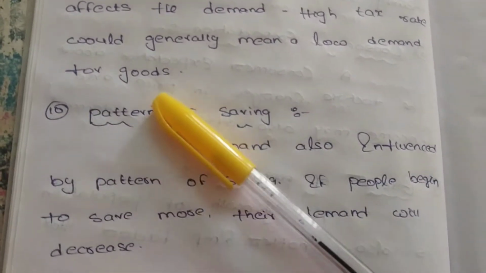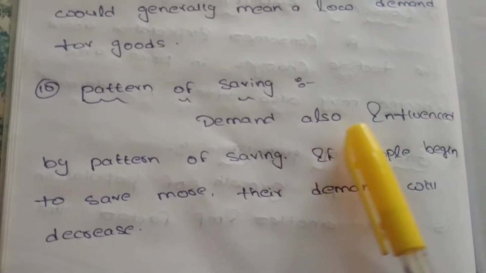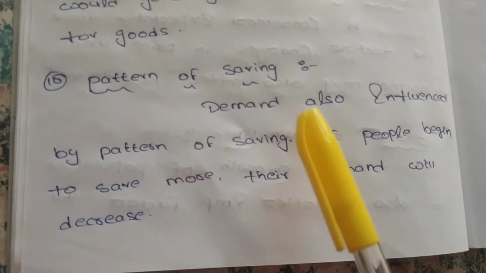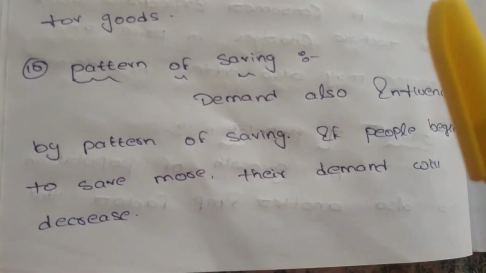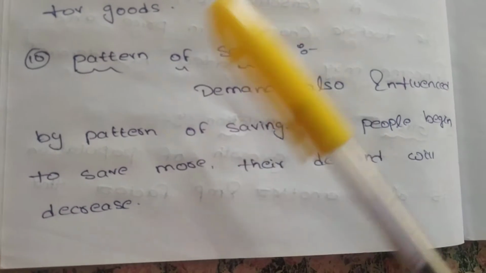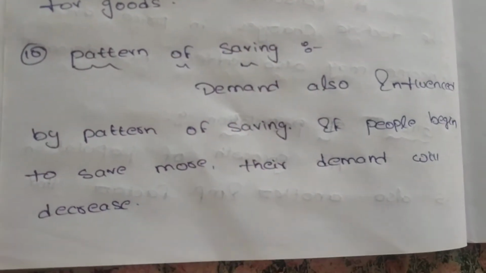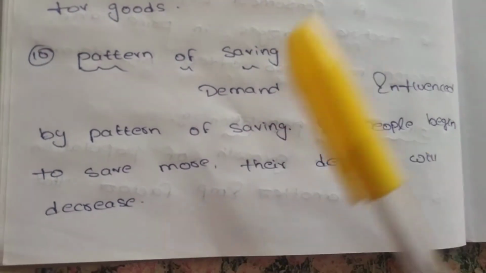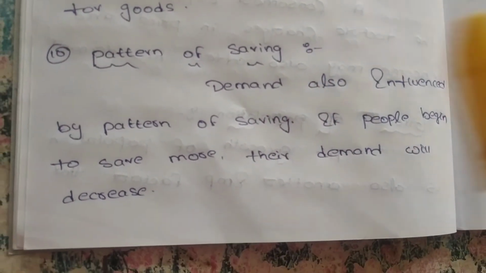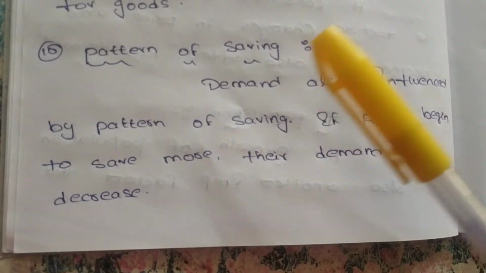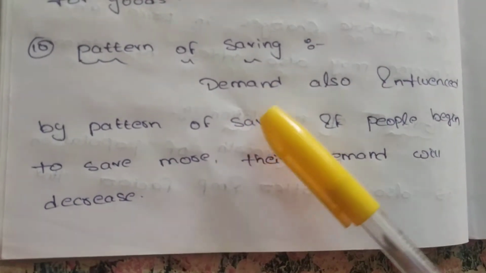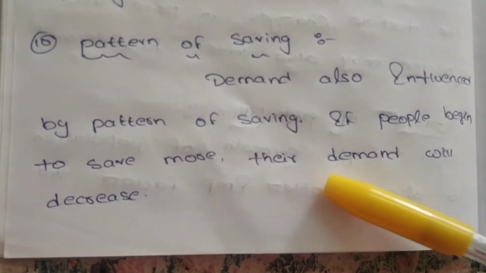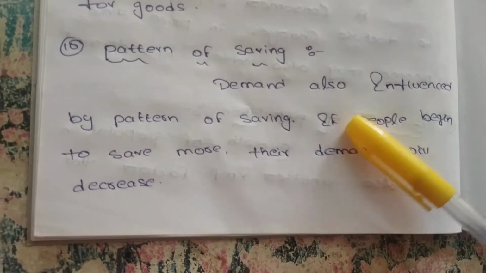Next, pattern of saving. Demand is also influenced by the pattern of saving. If people begin to save money, they don't want to purchase our goods, so automatically the demand for our goods decreases. In the saving pattern also, our demand is influenced. If people want to save more money, they don't want to buy our products, and automatically the demand for the particular product decreases. This is also one of the reasons for changes in demand and also a determinant of demand.